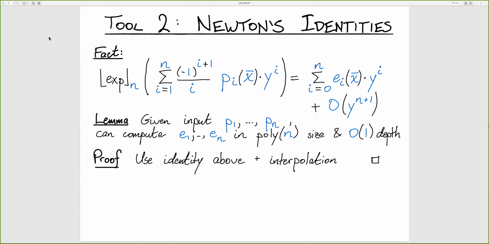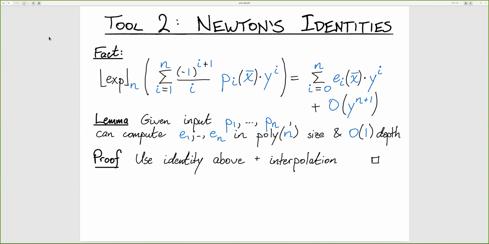You're going to apply interpolation to this identity here. We have the power sums as input. What is this function on the inside of the exponential? This is some constant depth expression in terms of the power sums. And the truncated exponential is also some constant depth expression. So we get a constant depth circuit which computes this generating function on the right. It's correct up to degree n, there's some junk above that, but you can apply interpolation and you get these coefficients, and you get them correct.